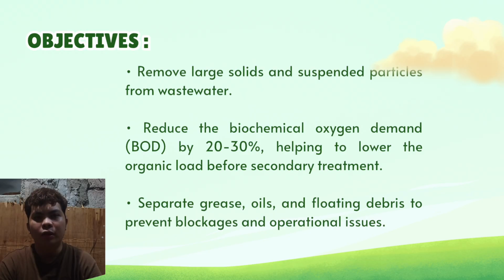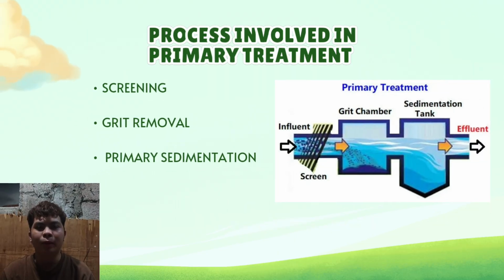Number 3, separate grease, oils, and floating debris to prevent blockage and operational issues. Oils, grease, and floating debris like food scraps can clog pipes and interfere with treatment. If there's proper removal, it prevents system failures and reduces maintenance costs. So, the processes involved in primary treatment.